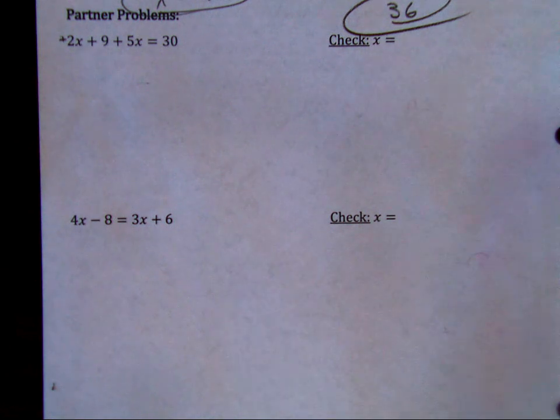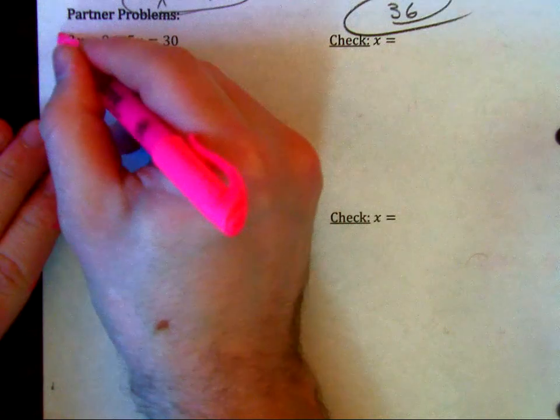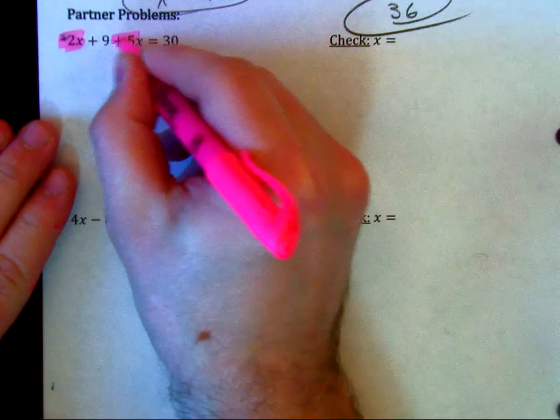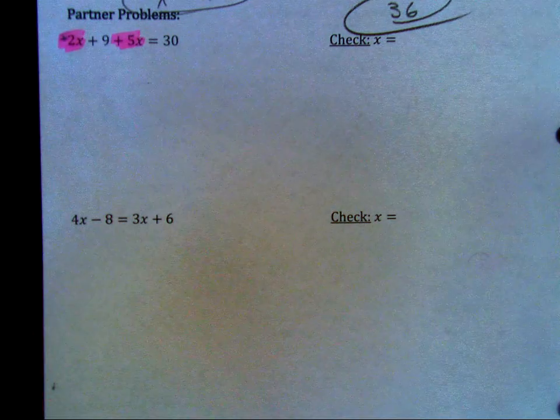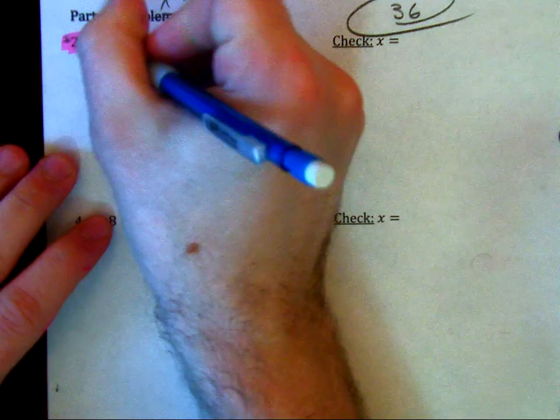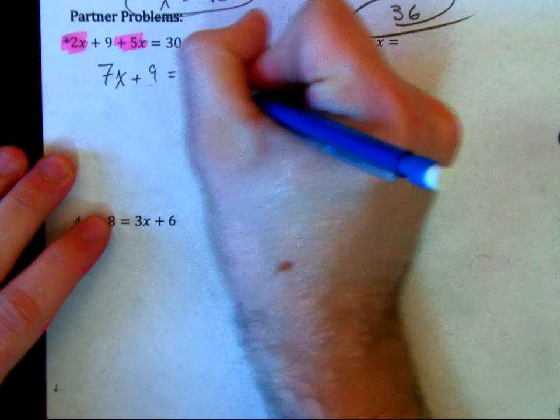All right, so hopefully you've conversed with your person next to you and tried it out for yourself, but we can go through it like this. I'm going to highlight my variable terms, and I want to combine like terms. So I say 2x plus 5x, that's 7x. And I have 7x plus 9 equals 30.